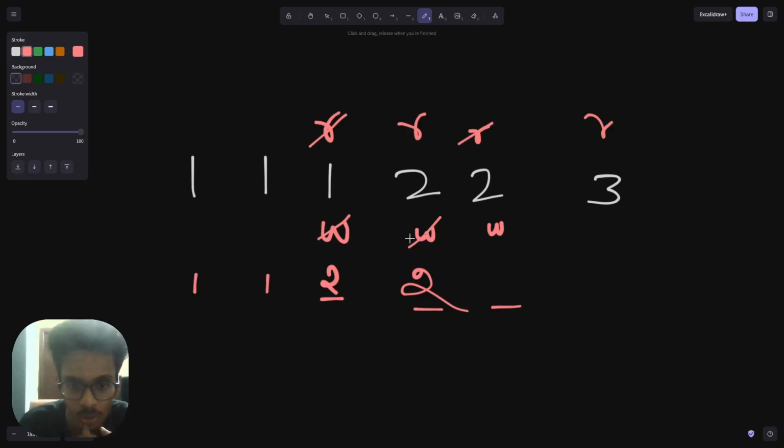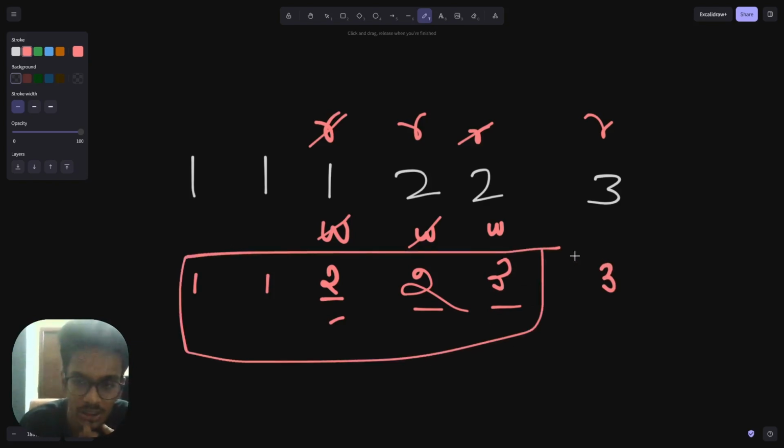Next, move read here. 3 is not equal to right minus k. Right minus k is this one. 3 is not equal to 2. That means you should write 3 here. Now 3 is already here. That means we need only till this part. We need to resize the array.